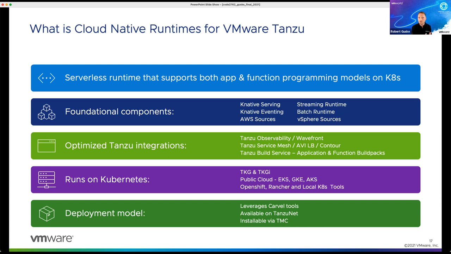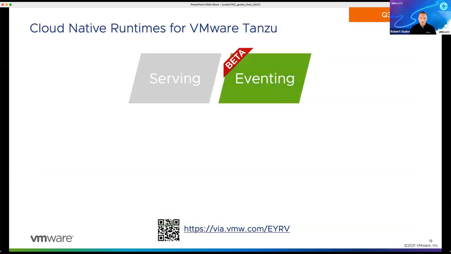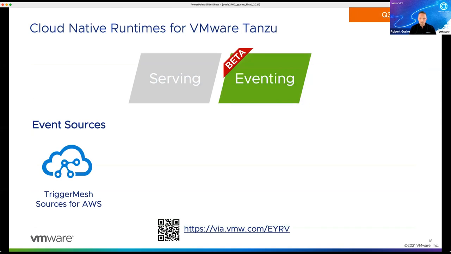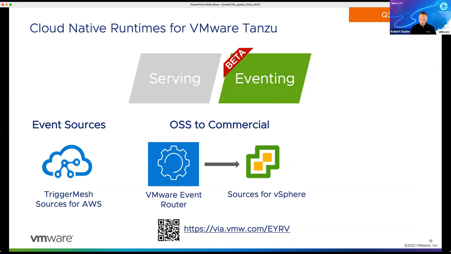There are various sources available. Sources are those components which connect to event producers, right? So remember, we need a source to connect to a specific system. There are various sources available, for example, for AWS or for vSphere. It has optimized integration in other Tanzu products, like for example, the observability, the service mesh offering or build services, and it runs perfectly on TKG or TKGI. Again, eventing is still in beta status, not long anymore. And it's commercial, and great news here.